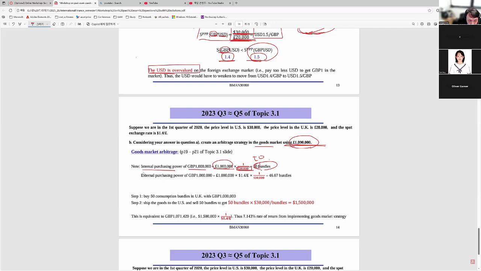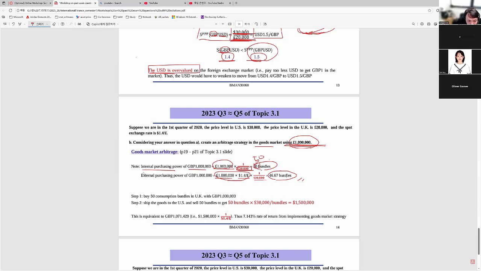Or you could use 1 million pounds in the US to buy the same consumption bundle. In order to do that, you have to first convert 1 million pounds into dollars using the actual exchange rate. So you're going to get $1.4 million. Once you get $1.4 million, you can buy consumption bundles in the US. For each US consumption bundle, you have to spend $30,000. So using $1.4 million, you can get 46.67 bundles only.